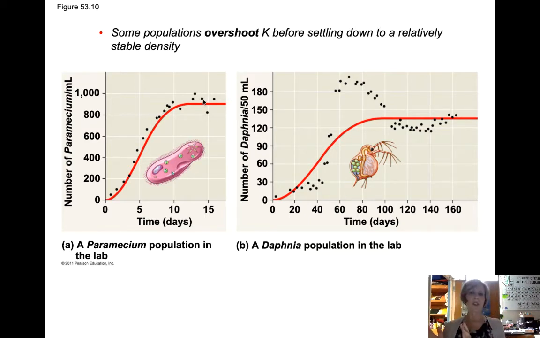Some populations, though, actually overshoot K, and then you would have a period where you've got some dying off occurring, and then it's going to level out. So here I have a Daphnia population that's going to level out. It had an overshoot first, and then it levels out to K.